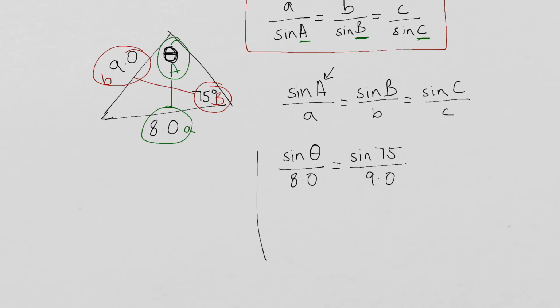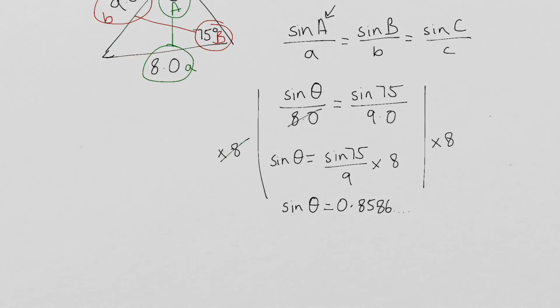So what I'm going to do here to make the theta the subject is multiply by 8. So they will cancel, and I'll have that sine of theta is equal to sine of 75 divided by 9 and times by 8. So pop that into your calculator now and write down the value that you get. So again, hopefully if your calculator is set to be in degrees and not radians or the G, then you should get this answer, 0.8586.